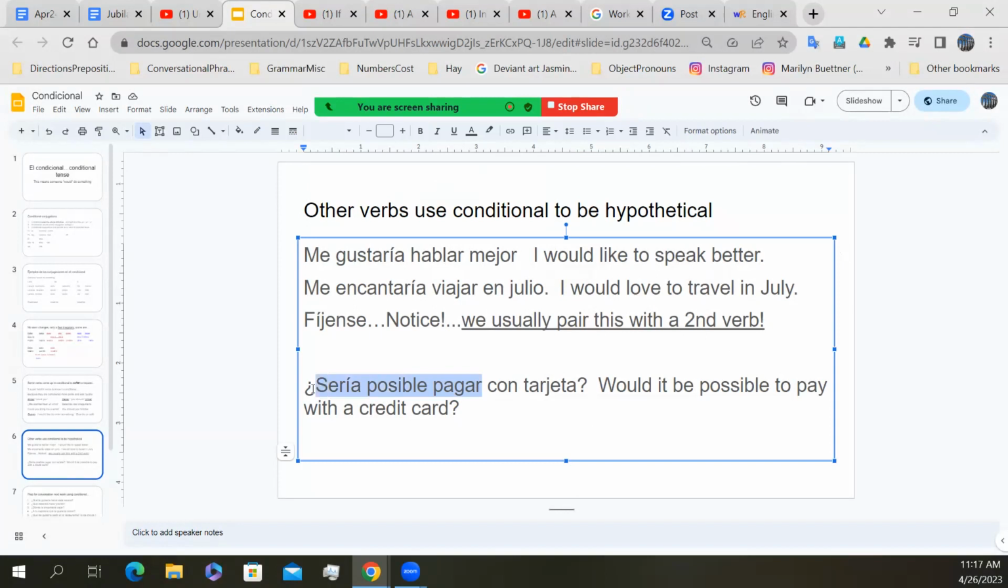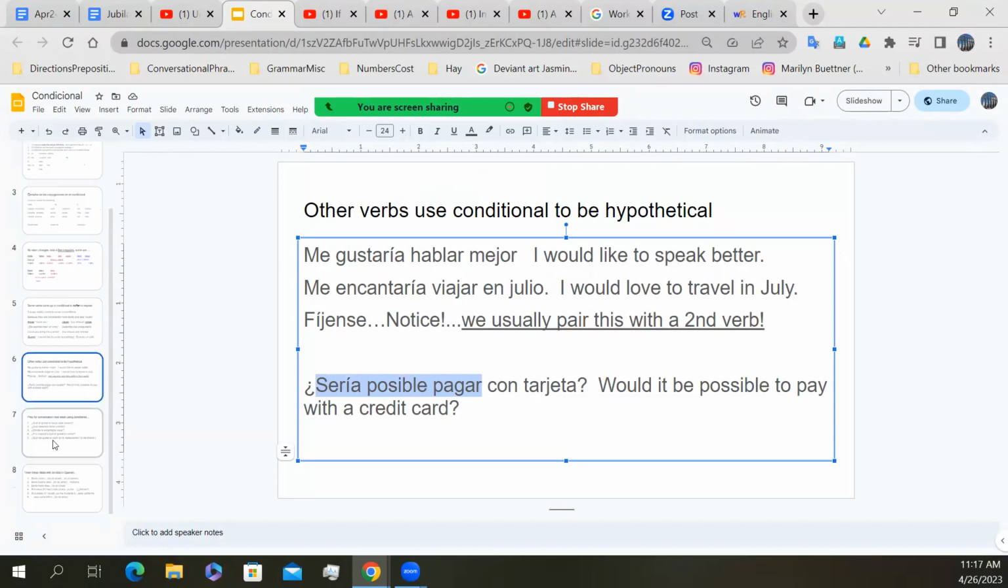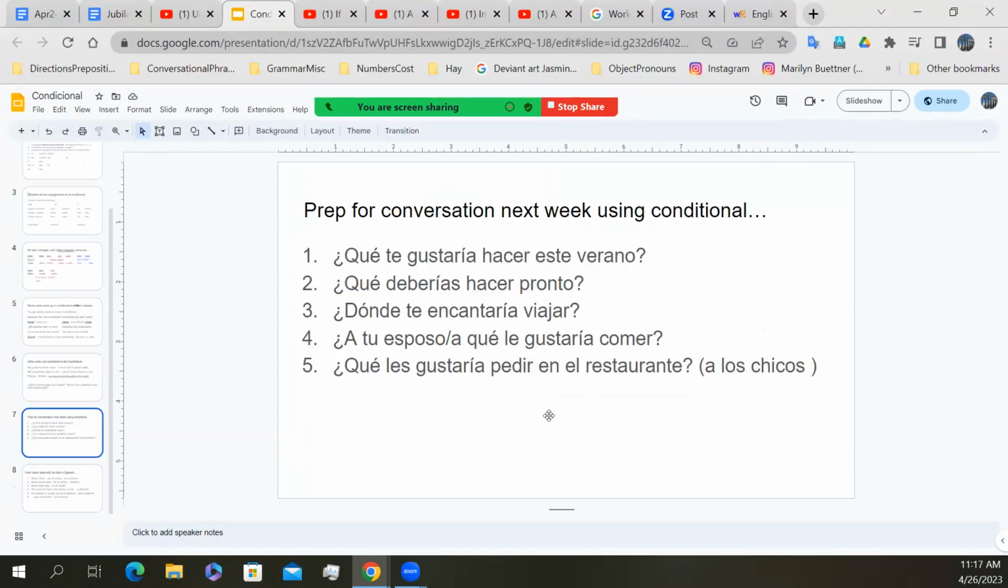Okay. Or, sería posible pagar con tarjeta. Would it be possible to pay with a card, credit card, like instead of cash, that kind of thing. Bien. Okay. Let's see if we can use some of these. And we're going to just take this first one.